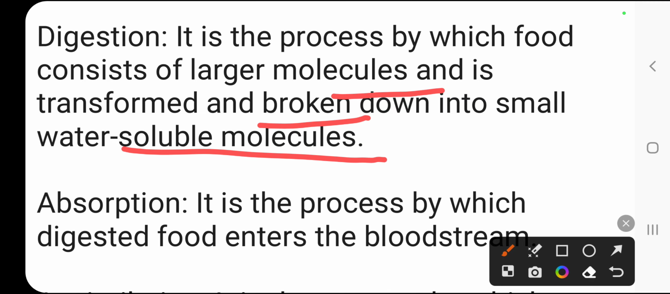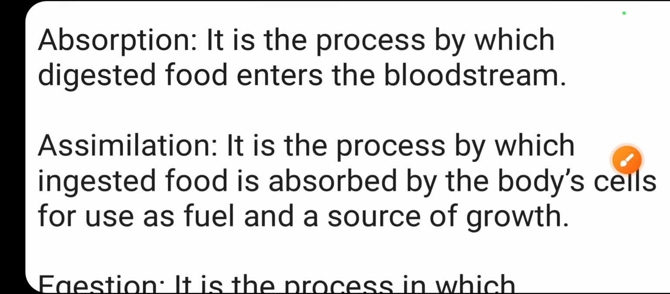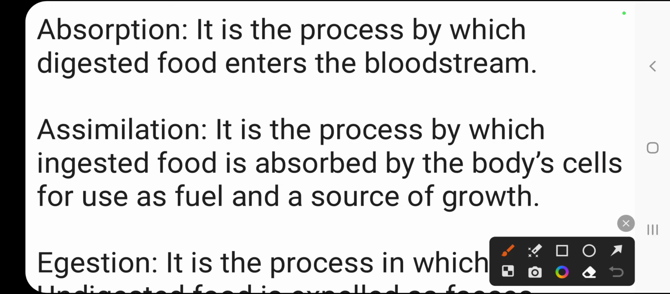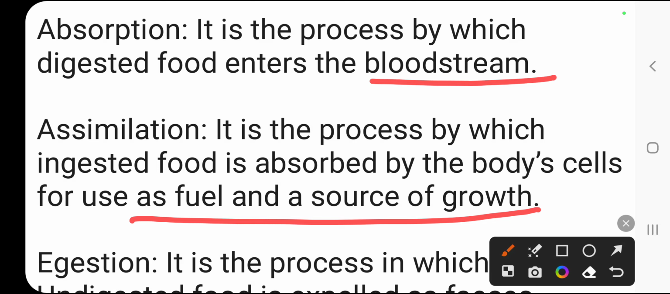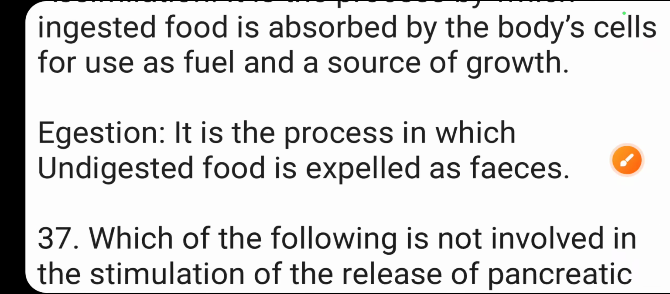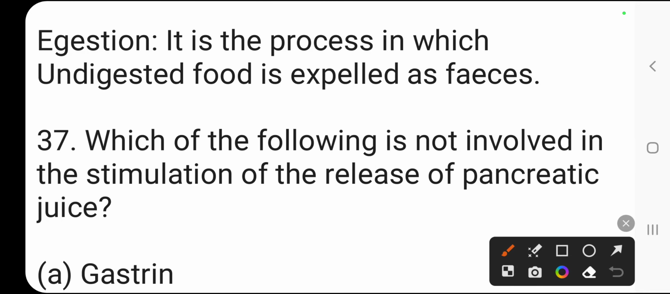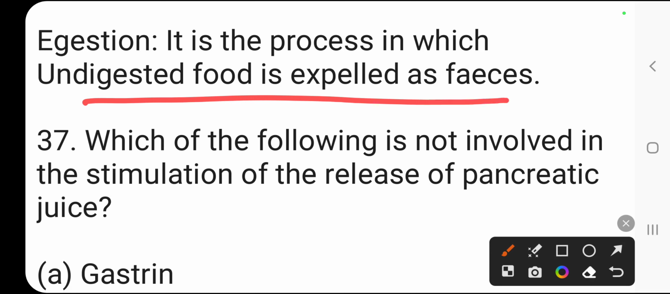Absorption is the process by which digested food enters into the bloodstream. Okay, ingestion is done, digestion is done, now absorption. So the digested food enters into the bloodstream through this process. Assimilation is the process by which ingested food is absorbed by the body cells. Body cells will absorb the ingested food as a fuel and source of growth. And finally the egestion, that is the elimination of the undigested food from the body.